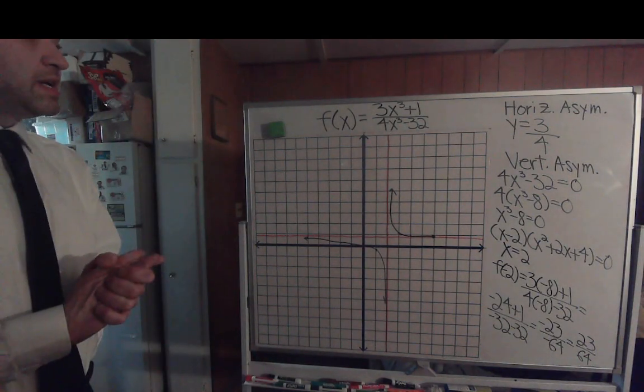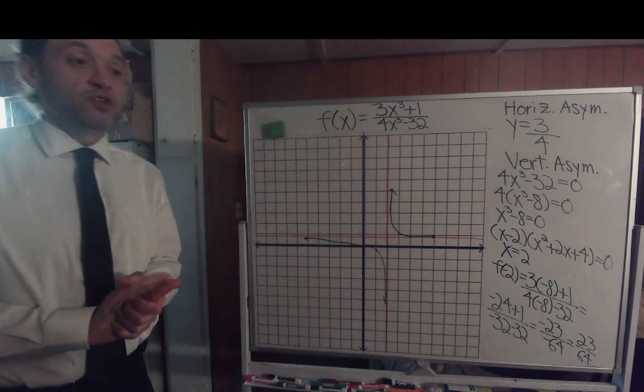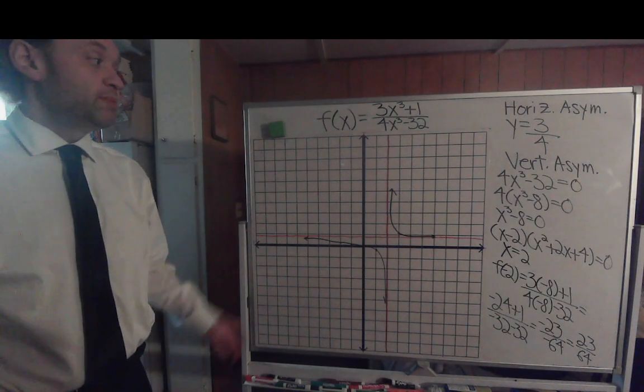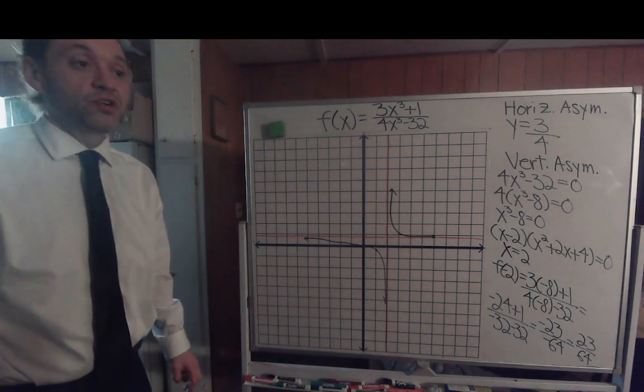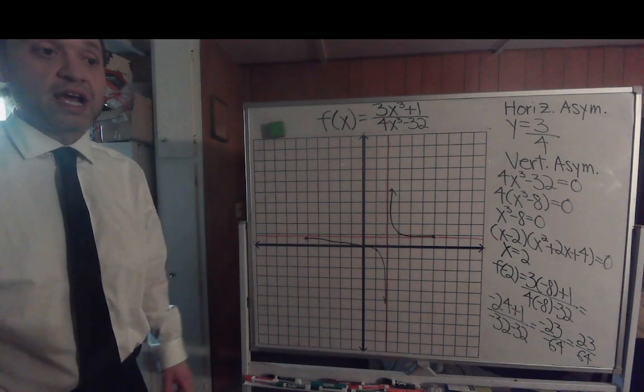So this is it for graphing rational functions in which the degree of the numerator equals the degree of the denominator. Next lesson will be our final lesson on graphing rational functions, which will be about when the degree of the numerator is greater than the degree of the denominator. You'll see what happens then.